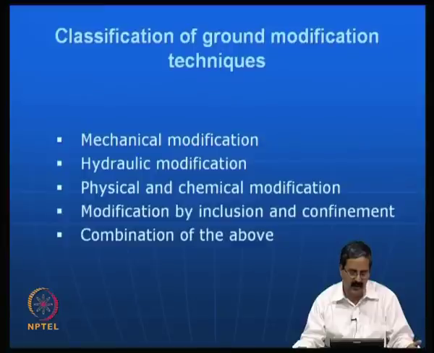So, this is what we meant by physical and chemical modifications. And we have another very important one, modification by inclusion and confinement. Inclusion means the reinforced soil technique. For example, we are used to reinforced concrete, where steel is used to take care of the tensile strains.